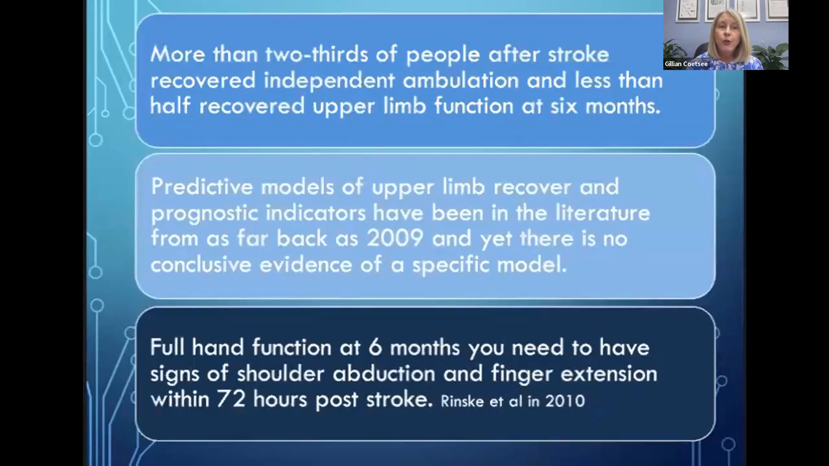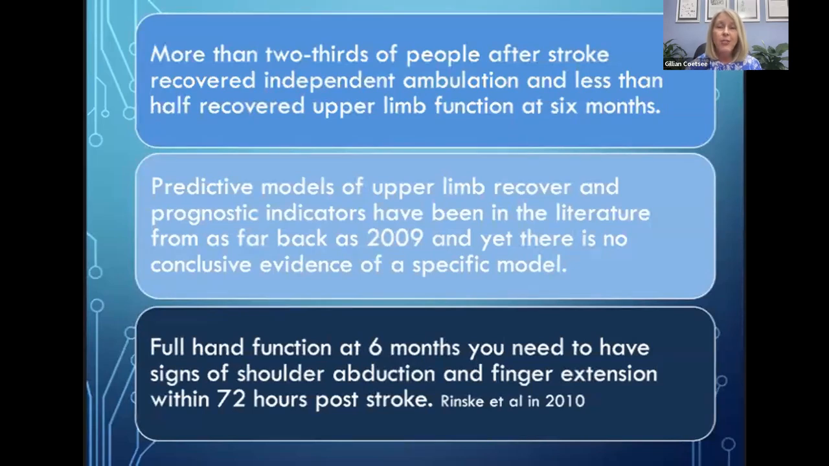We also know that more than 2/3 of people after stroke recovered independent ambulation, but less than half of that recovered upper limb function at 6 months. So we have a huge population of people who are not going to regain good movement in the arm or the hand. And they've tried to look at what are the predictive and prognostic indicators that could then help us establish what kind of therapy to give people.